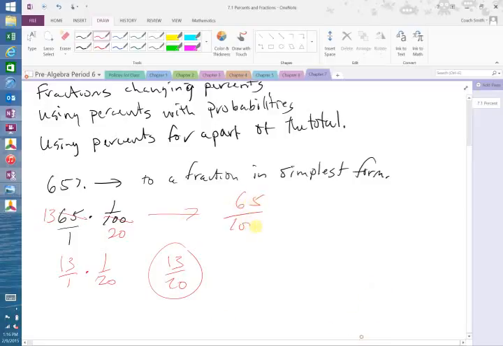If I just put 65 over 100, well, then I have to divide by 5 into the top and bottom. 5 goes into 65 13 times. 5 goes into 100 20 times. It'll give me 13 over 20. That way works right now, but it's a little bit more difficult if we start dealing with mixed numbers or even decimal fractions, or decimal percents. So 13 over 20. You can't leave it as 65 over 100.